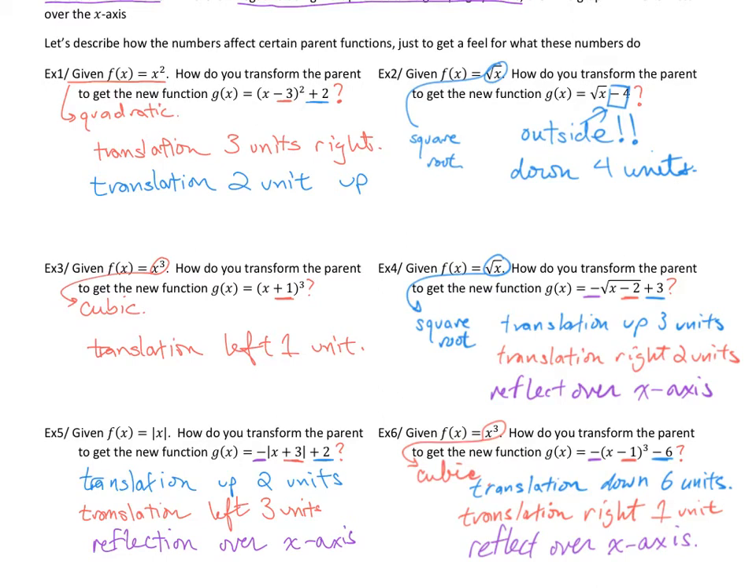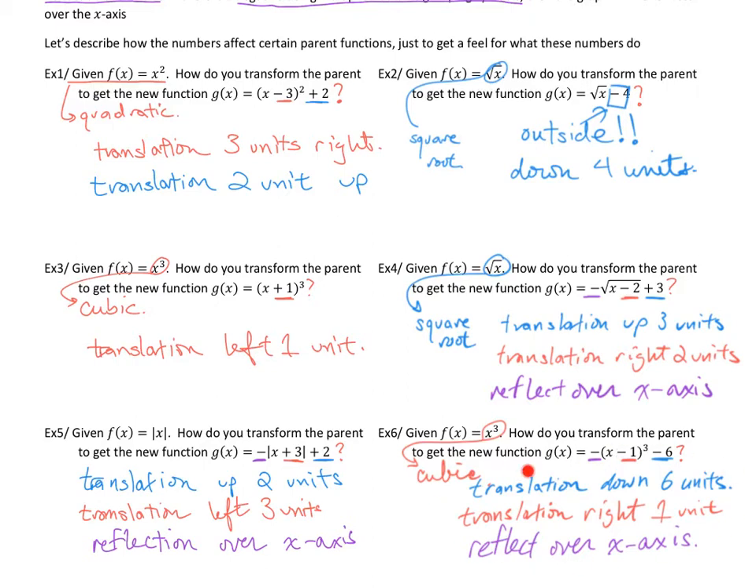So maybe this will make more sense that this -4 was outside of the square root, just like this +3 is outside of the square root. So that acts normally, it's a vertical movement, translation up 3 units. This -2 is inside of the square root with x. So instead of it being left, remember negative means right 2 units. And then the negative in front means a reflection over the x-axis.